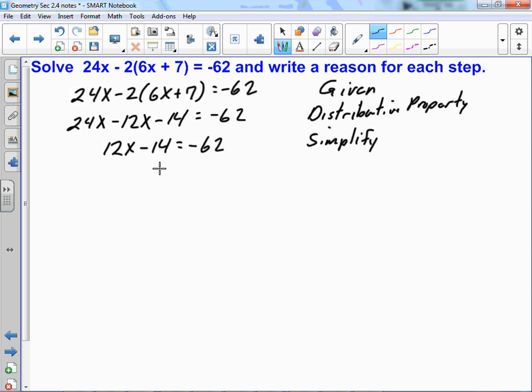All right, so now we move the negative 14 over, add 14 to both sides. So negative 62 plus 14 is going to be negative 48. And we were adding 14 to both sides, so that would be the addition property.